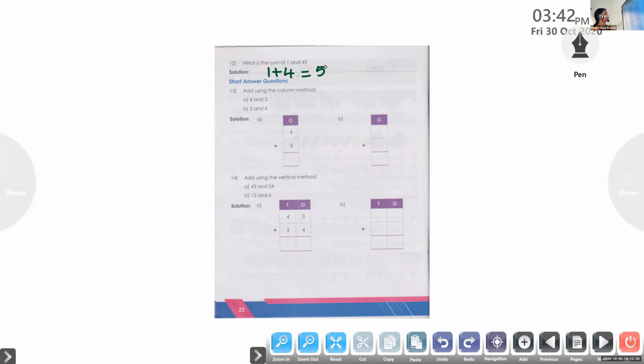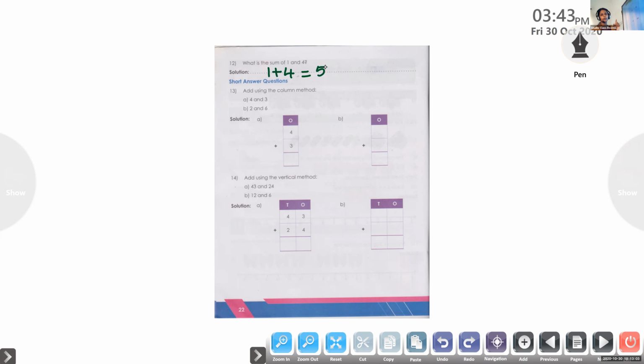Nived, can you read from the screen? Read question number 13. Add using the column method. What is the first question? A. 4 and 3. Very good. It's already written there.